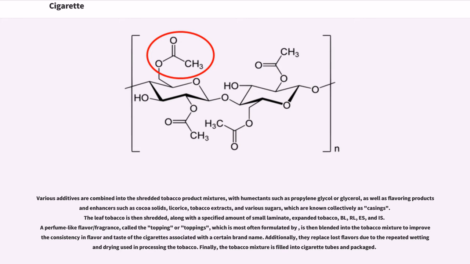as casings. The leaf tobacco is then shredded, along with a specified amount of laminate and expanded tobacco. A perfume-like flavor and fragrance, called the topping or toppings, is then blended into the tobacco mixture to improve the consistency, flavor, and taste of the cigarettes associated with a certain brand name. Additionally, they replace lost flavors due to the repeated wetting and drying used in processing the tobacco. Finally, the tobacco mixture is filled into cigarette tubes and packaged.